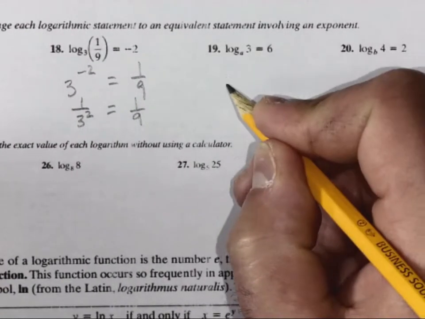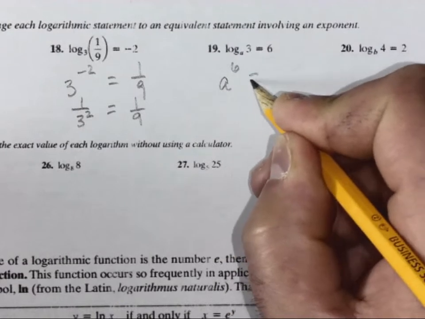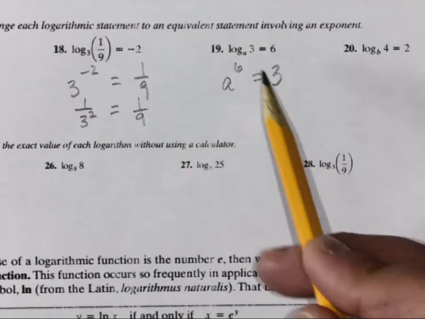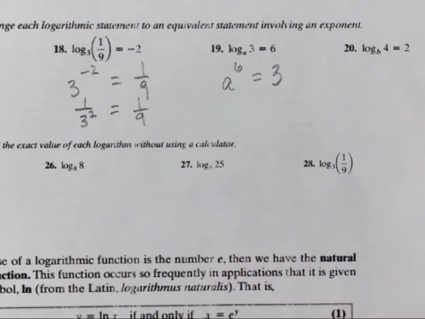These would be a to the 6th equals 3. Okay. And so if we wanted to solve for a there, we would take the 6th root of 3. Okay. And we'll get into solving some of these logarithmic equations here in the next section. So that's kind of a little bit of foreshadowing.